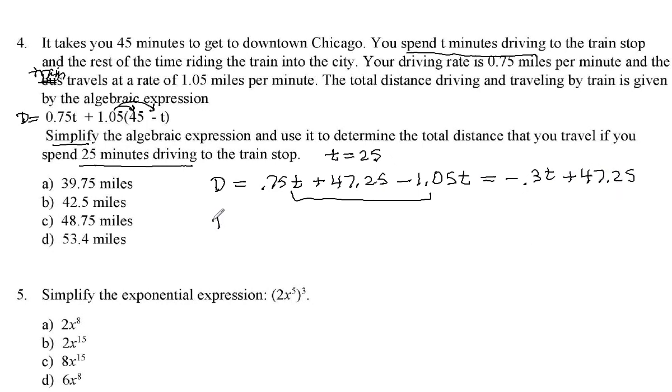And so now our driving distance here, if our driving time is 25 minutes, that means our train time is 45 minus 25, 20 minutes on the train, is going to be negative 0.3 times that 25, and then plus 47.25. And if you key this into the calculator, you will get 39.75. And that is choice A.